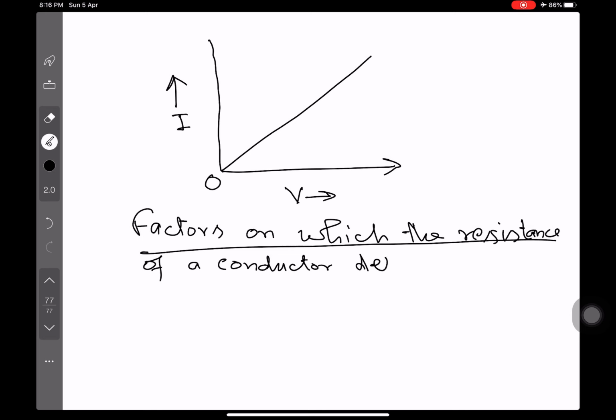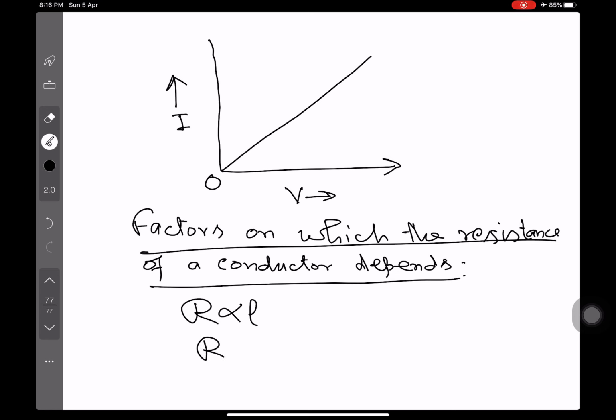Number 1, length. The resistance of a conductor is directly proportional to its length, that is R proportional to L. Number 2, the resistance of a conductor is inversely proportional to its area of cross section, that is small a. And it also depends upon the nature of the material of the conductor and the temperature of the conductor.